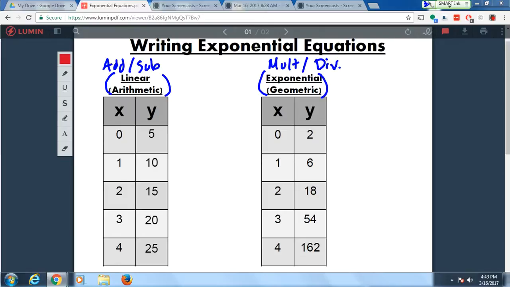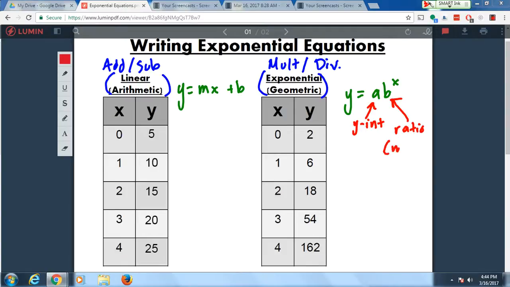But linear arithmetic, anytime you see a linear equation, you know it's going to be a line on the graph, so you're going to be using y equals mx plus b, which we are familiar with already. But then if you get a multiplication division type of situation like this one, where it's a geometric table or exponential, which is the way the graph looks, then you would have this. Maybe you remember that, ab to the x, where a is your y-intercept, and b is your ratio, which is whatever you're multiplying by.